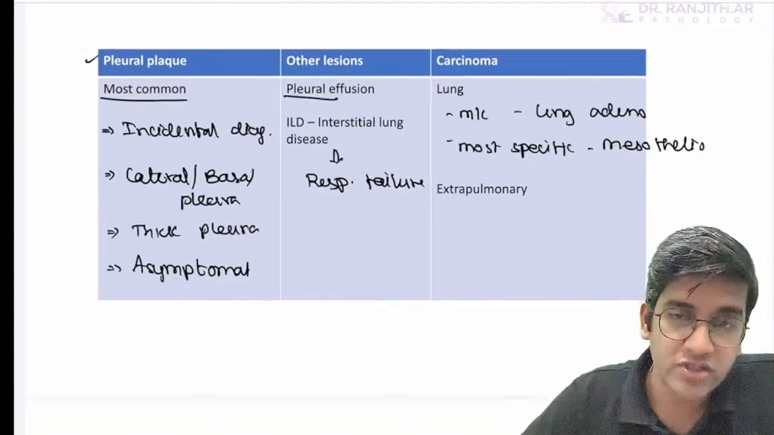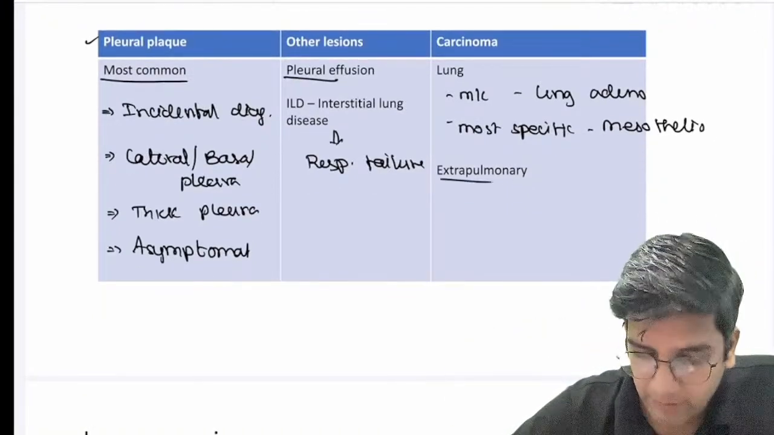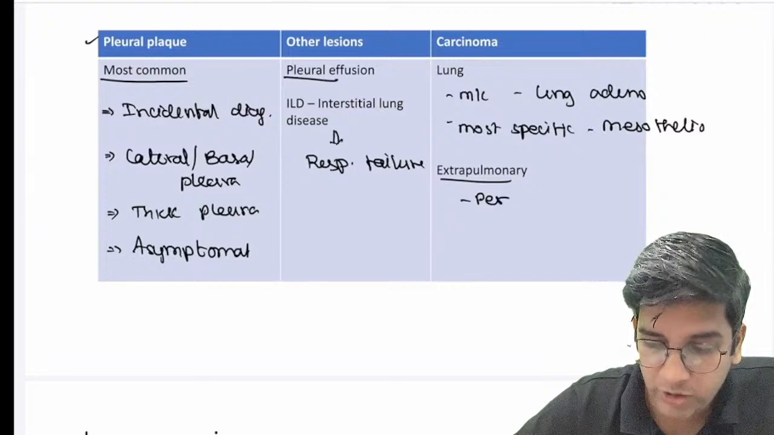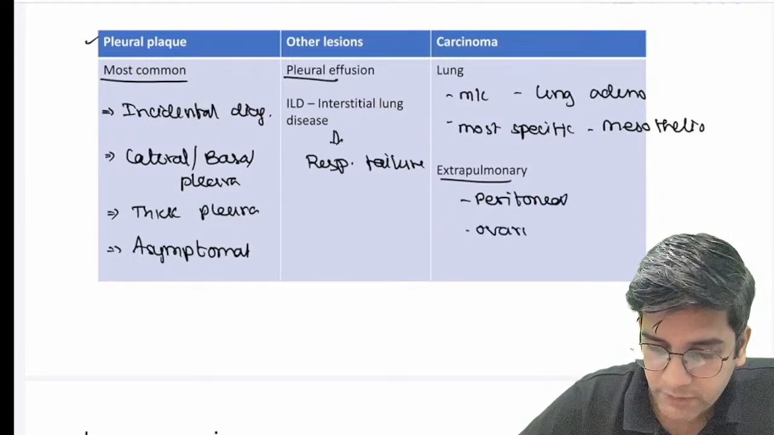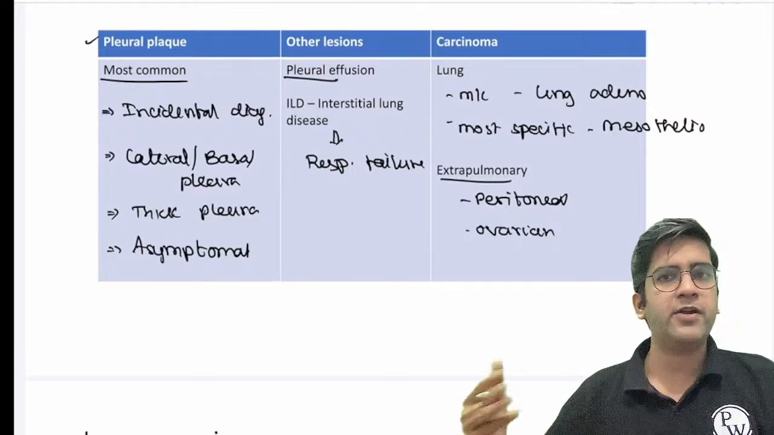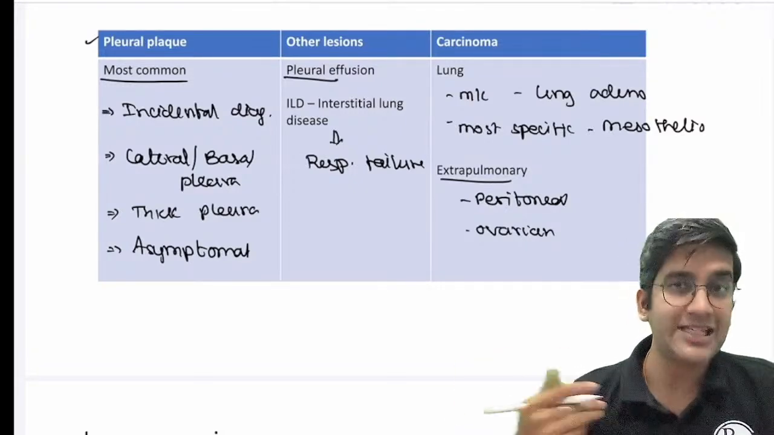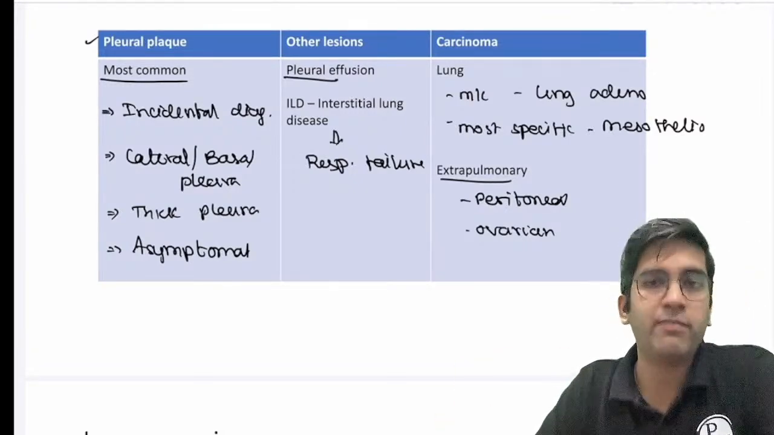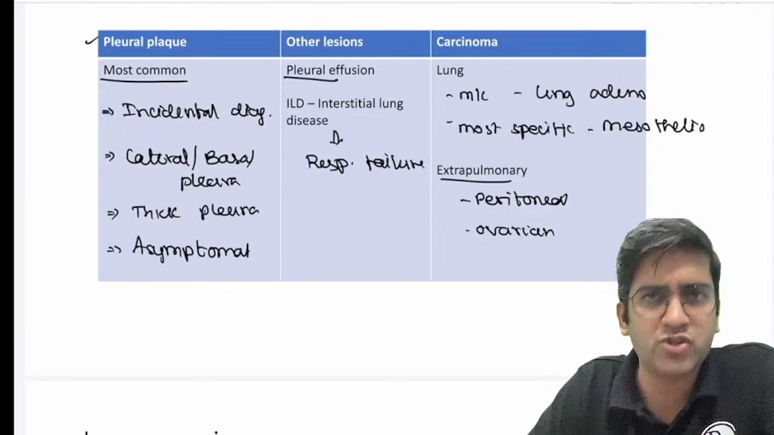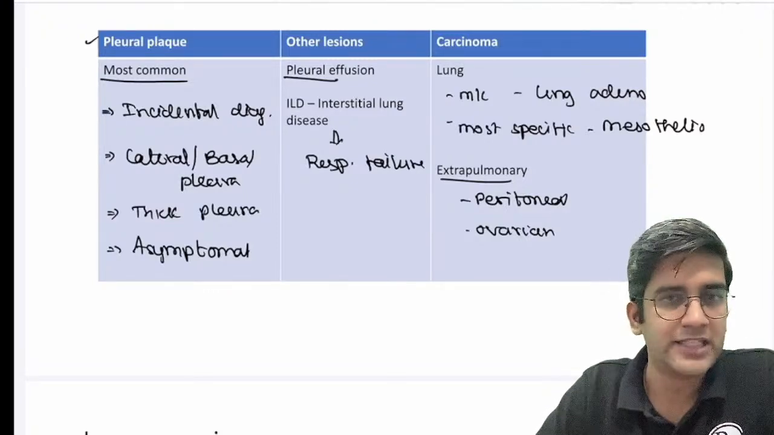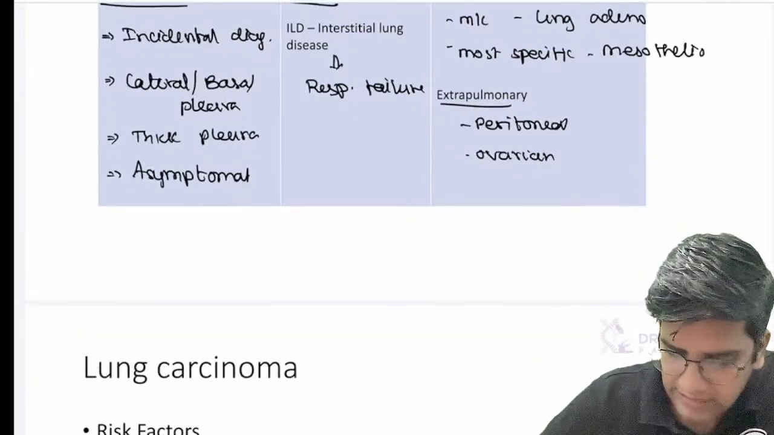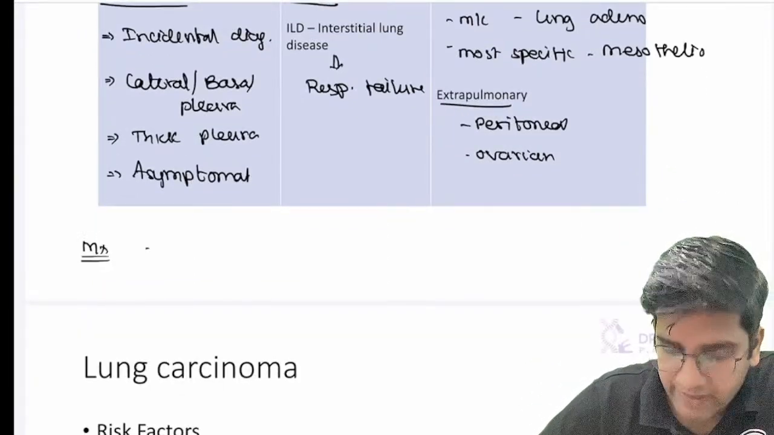It can also cause tumors outside the lung, extrapulmonary. It can cause peritoneal tumors. It can cause ovarian tumors, right? Most of the intraperitoneal organ tumors, it can definitely increase the risk of them. Ovarian or peritoneal, where the peritoneum can also have mesotheliomas, peritoneal carcinomas, all those things. This can increase the risk, right? That's about asbestosis. And last but not the least, how do we find microscopy of asbestosis?